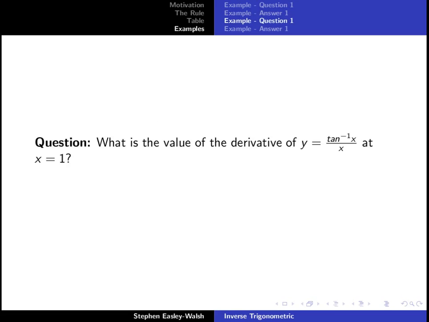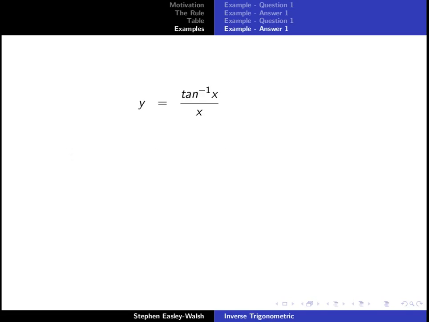What is the value of the derivative of y equals tan inverse x over x at x equals 1? Pause the video and try this one. Y equals tan inverse x over x. We will need the quotient rule here. Bottom times derivative of the top minus the top times derivative of the bottom, all over the bottom squared.